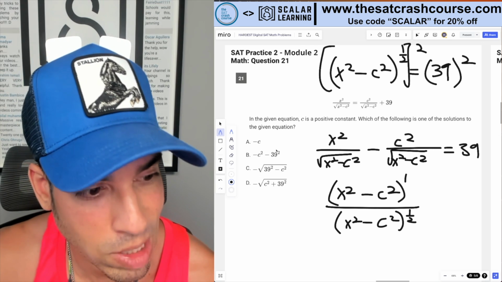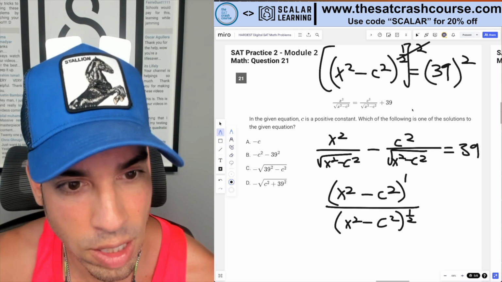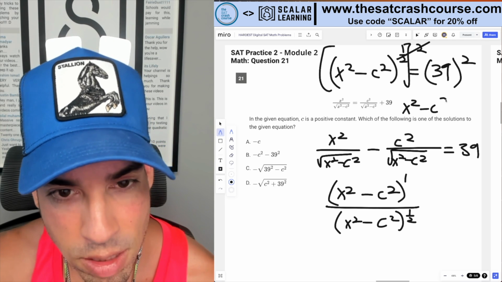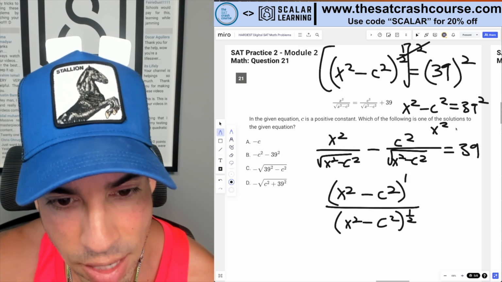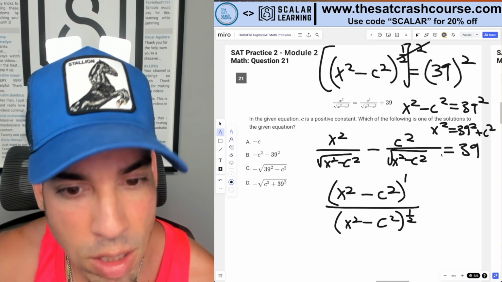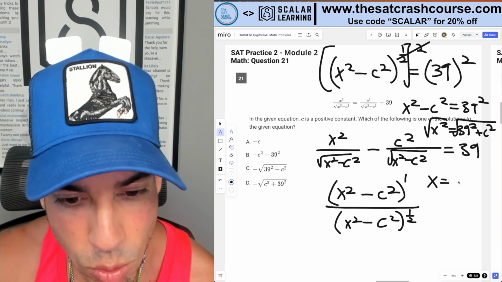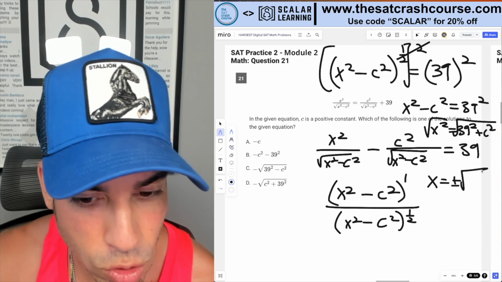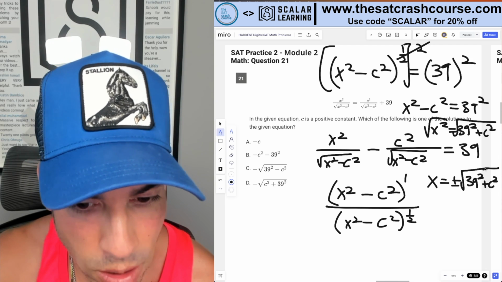I'm not going to evaluate it because all my answers have 39 squared as is in the answers. These are going to cancel out. Now I have x squared minus c squared equals 39 squared. Now I'm going to add c squared to the other side. x squared equals 39 squared plus c squared. And last but not least, we're going to square root both sides. Boom, boom. And I've got x equals plus or minus the square root of 39 squared plus c squared, okay?